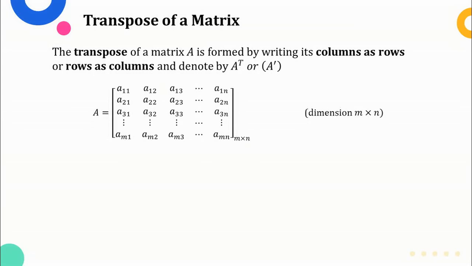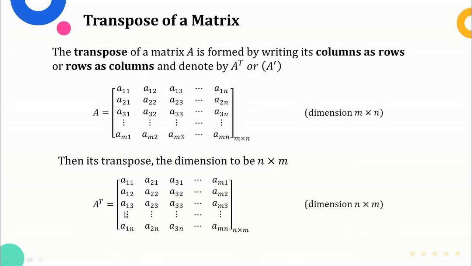From here we know that if matrix A has a dimension of m by n, and we want to transpose that matrix, the dimension at the beginning is m by n, but after the transpose, the dimension changes to n by m.